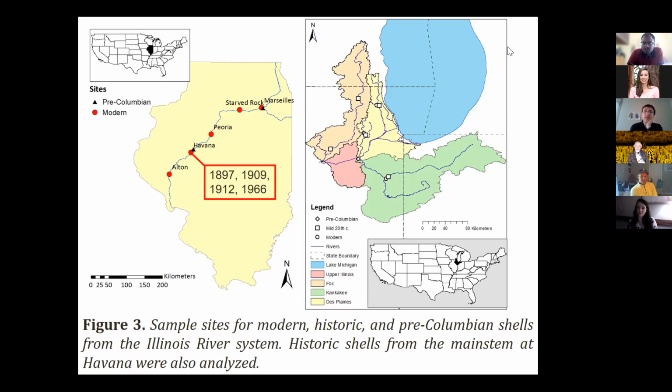As I mentioned, first of all, to the best of my knowledge, when we published this study, it was the first time that stable isotopes of carbon and nitrogen had been matched up with trace elements in freshwater shells.